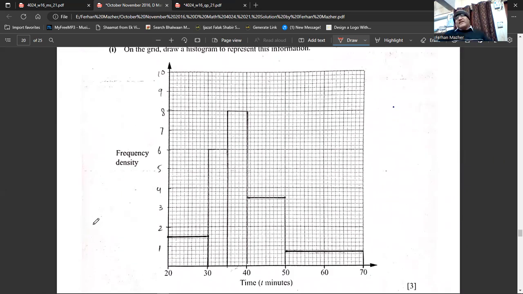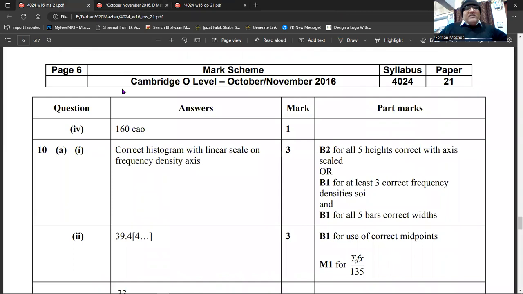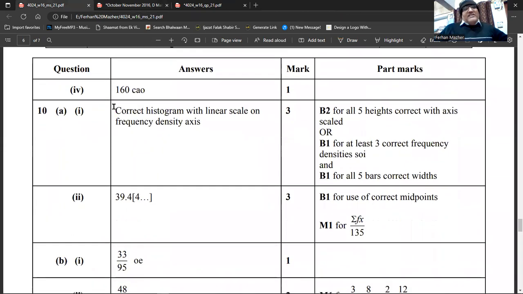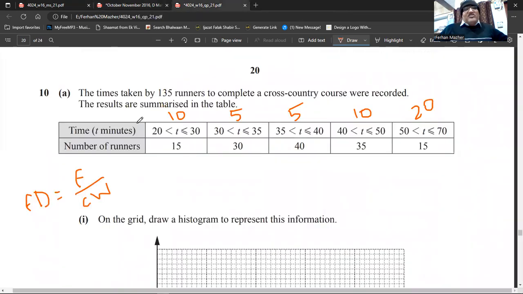So I hope you understand how this histogram is represented. On the y-axis, we have the frequency density. On the x-axis, we have the time. And I hope you understand how we find the frequency density. So that is question number 10, and its A part. I hope you understand how this is done.